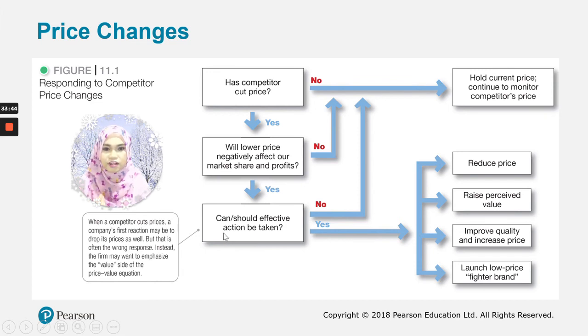Okay, if there is an action that can be done, then you can either reduce the price, raise some perceived value, improve your quality and increase the price, or you launch some low price fighter brand, like what iPhone is doing with their iPhone SE. iPhone SE is a lower price fighter brand to compete with the lower priced smartphones, so that they can also get iOS, they can also get iPhone, but at cheaper prices. So that is when they launch their iPhone SE.